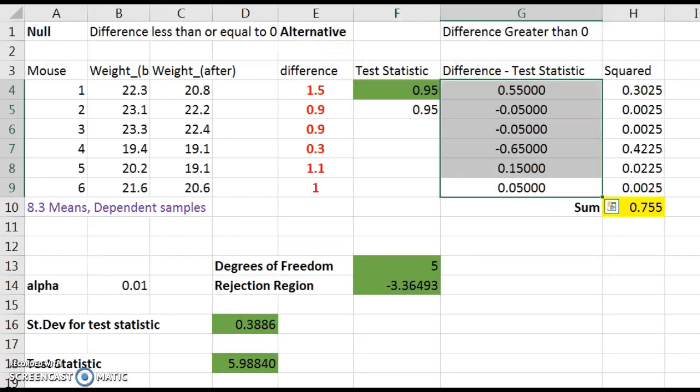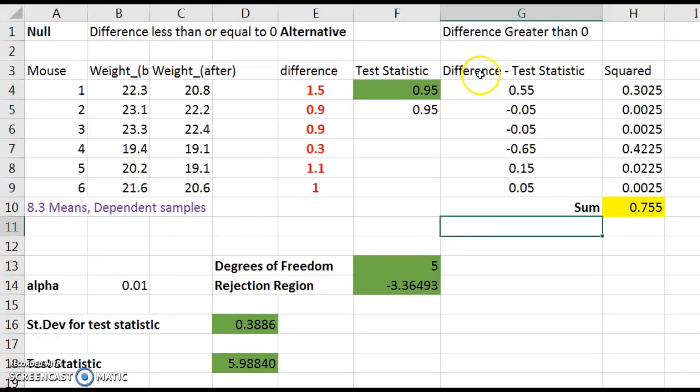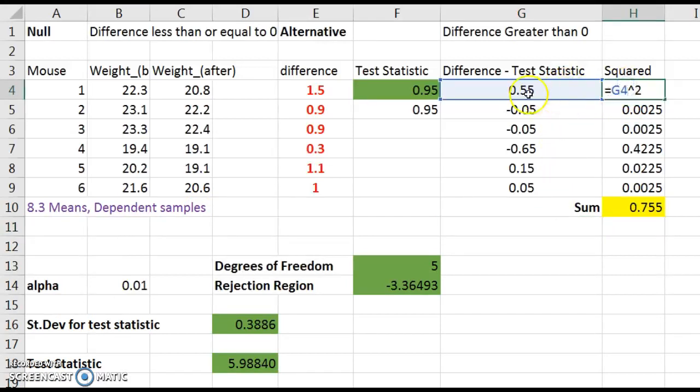So let me get rid of all those extra decimals since they're not necessary. But you do your difference minus your test statistic. And then you want to square those results. So I'm just taking this value squared, then that value squared, and that value squared, and so on. So square them all. And then finally, you want to sum up all of those squares.